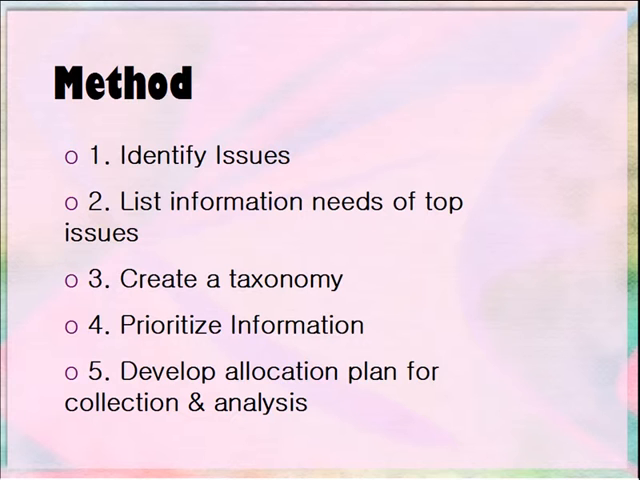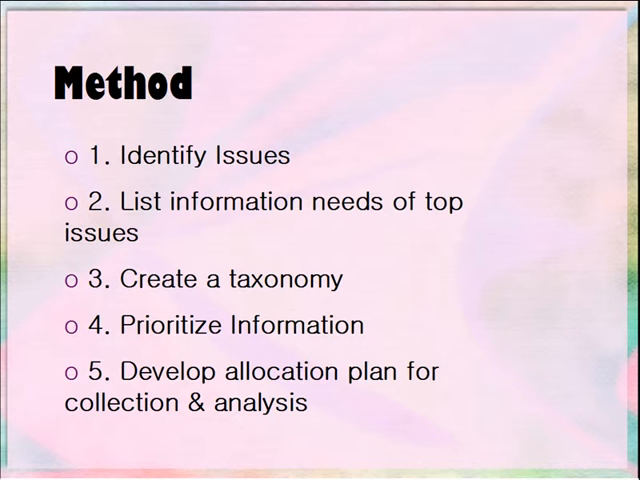The first step is to identify future issues. In this case, we are looking at decisions to be made 6 months into the future. The second step is to list information needs for the selected issues. The most likely and most relevant information will be considered. In the third step, we are to create a taxonomy. In other words, to classify the decisions in an ordered system.